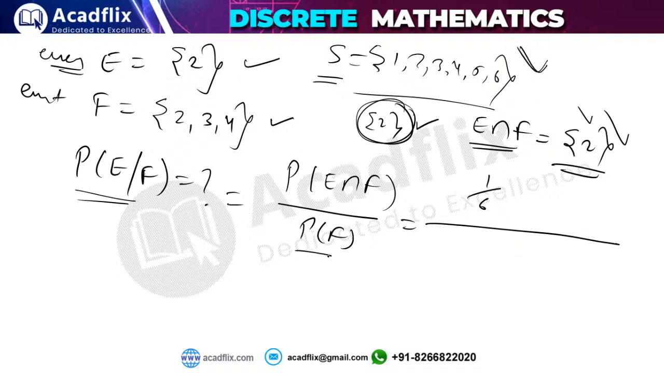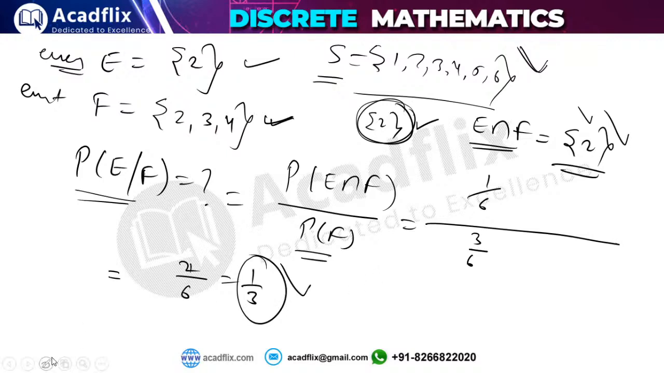Now, what is the probability of F? The probability of F is 3 divided by 6. So what will be your answer? Your answer will be 1 divided by 6 over 3 divided by 6. So the answer will be 1 by 3. You can see the answer will be 1 by 3. Now I am changing the question. Tell me what is the probability of F given that E. What will be the answer? Tell me.